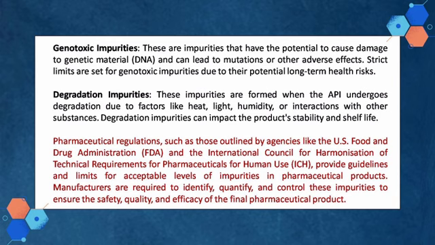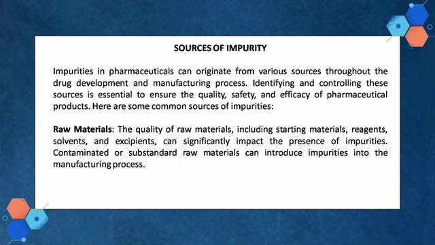Note: pharmaceutical regulations, such as those outlined by agencies like the U.S. Food and Drug Administration, FDA, and the International Council for Harmonization of Technical Requirements for Pharmaceuticals for Human Use, ICH, provide guidelines and limits for acceptable levels of impurities in pharmaceutical products. Manufacturers are required to identify, quantify, and control these impurities to ensure the safety, quality, and efficacy of the final pharmaceutical product. Now, sources of impurity.